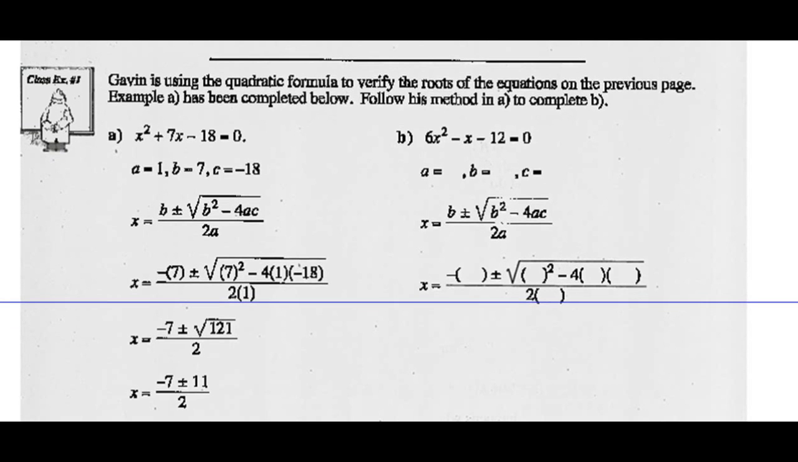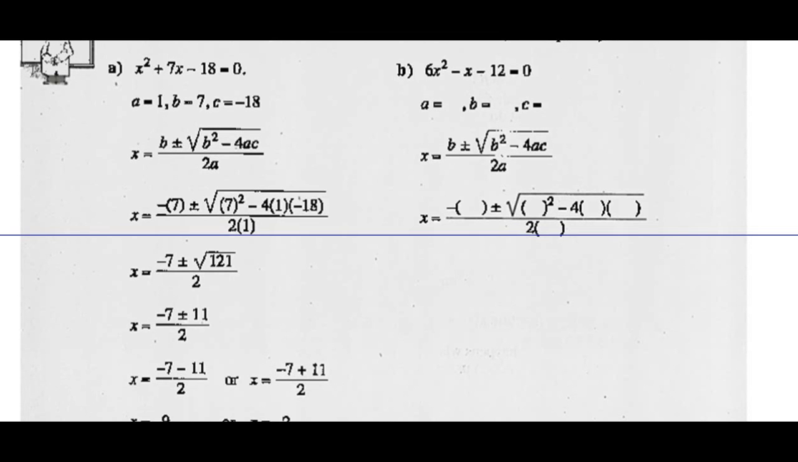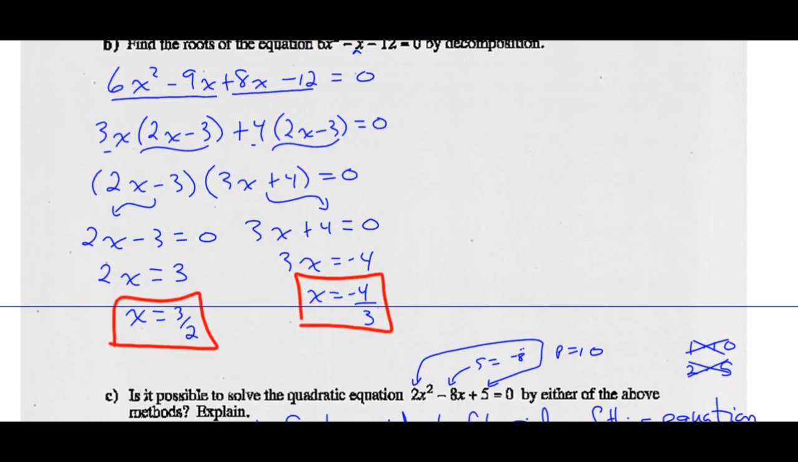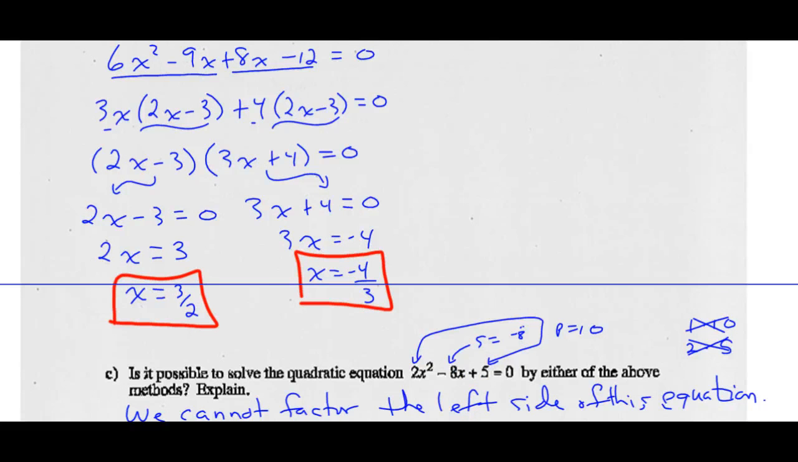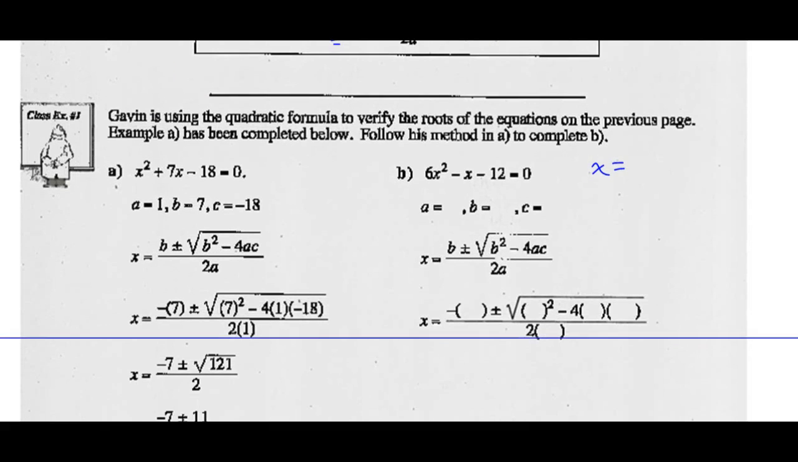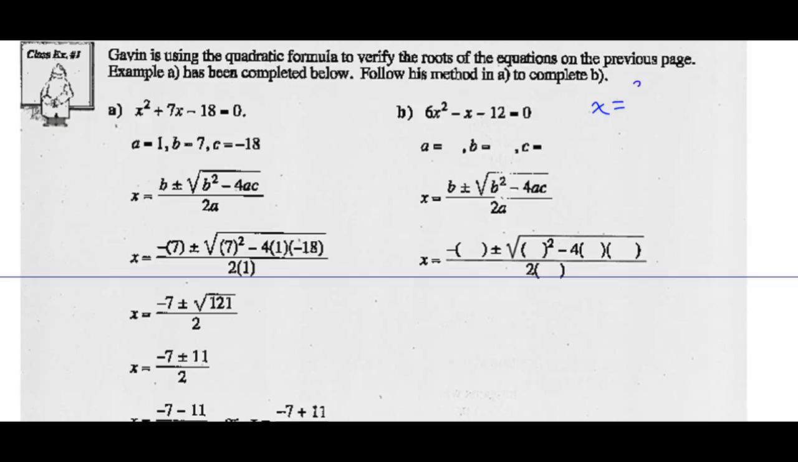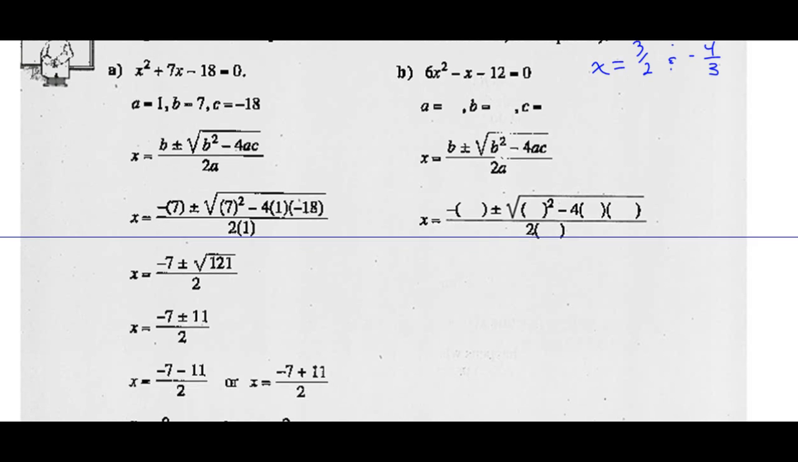So Gavin's using the quadratic formula to verify the roots of the equations on the previous page. Example A has been completed for us. Follow his method in A to complete part B. All right, so we got answers for part B, if you recall. Our answers for this equation were x equals 3/2 and negative 4/3. So we should come up with the same values using the quadratic formula.